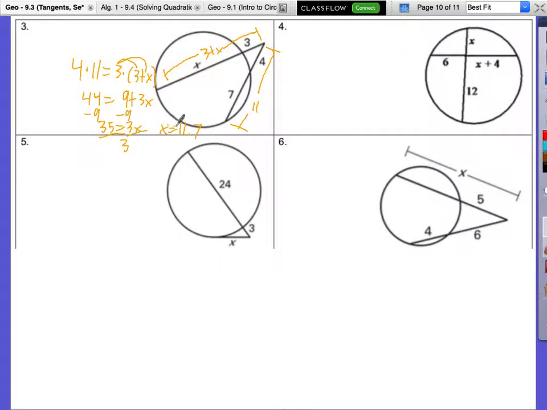So it's approximately 11.7. That's a weird tip. All of them get divided by 3. That's just been how it's been working so far.